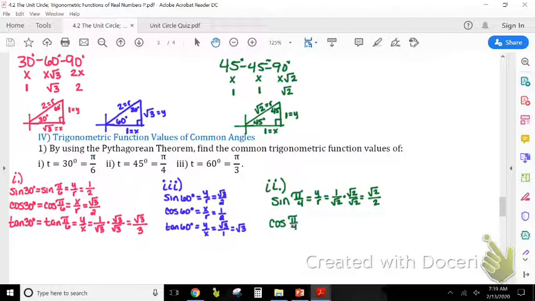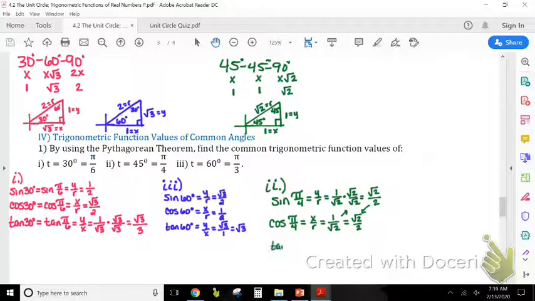Cosine of 45 degrees, or pi over 4. What is cosine in terms of x, y, and r? What is x over what is r? Well, wait, didn't we just have that above? So we already know what it's equal to. What's it equal to? Square root of 2 over 2. So I just kind of cheated. I looked above, and then I pulled the answer out.